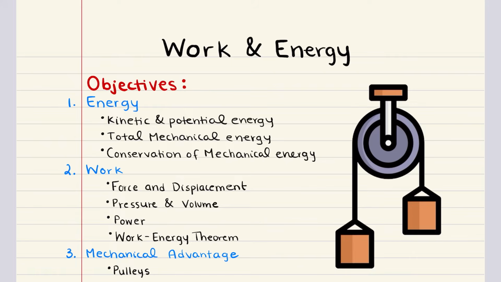Today we're going to be covering Chapter 2 for our MCAT Physics and Math playlist, and this chapter is titled Work and Energy. In this chapter, we're going to cover the following objectives. Objective 1 will cover energy, where we're going to explore the concepts of kinetic and potential energy. We're also going to discuss total mechanical energy and the principle of conservation of mechanical energy.